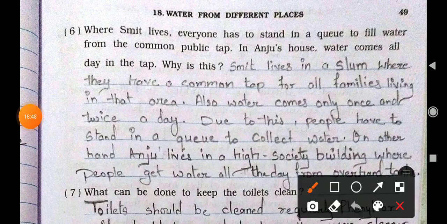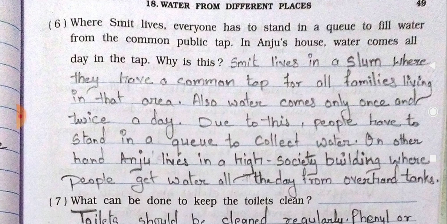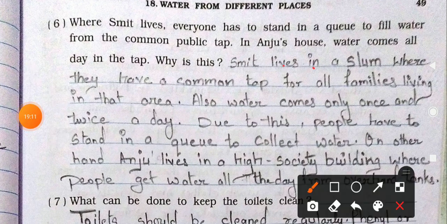Question number 6. Where Smith lives, everyone has to stand in a sequence to fill water from a common public tap. In Anju's house, water comes all day in the tap. Why is this? The answer is, Smith lives in a slum where they have a common tap for all families living in that area. Also, water comes only once or twice a day. Due to this, people have to stand in a queue to collect water.